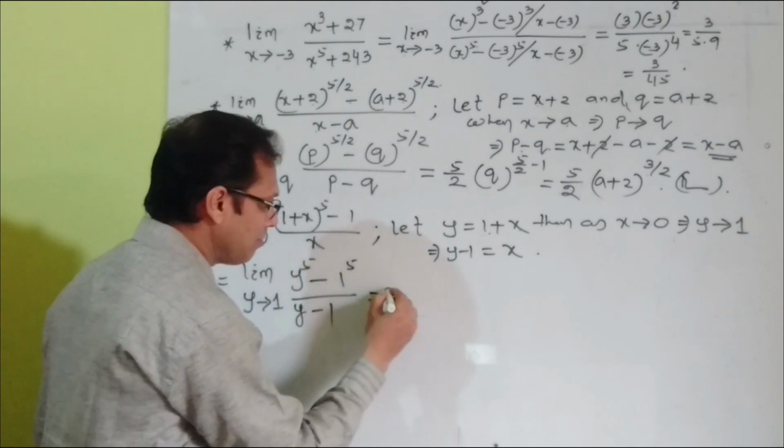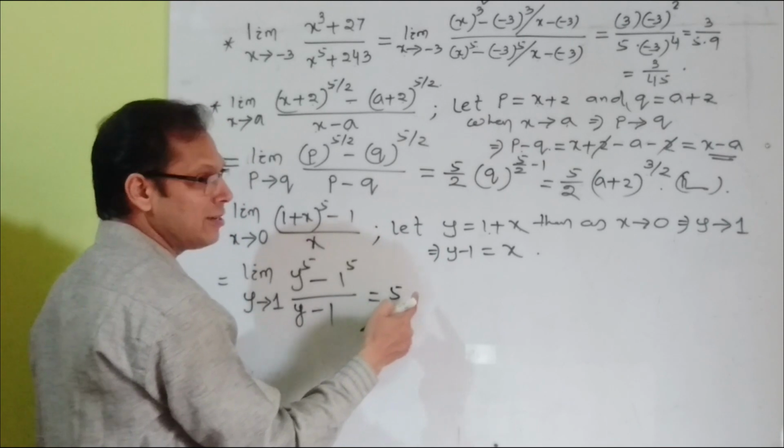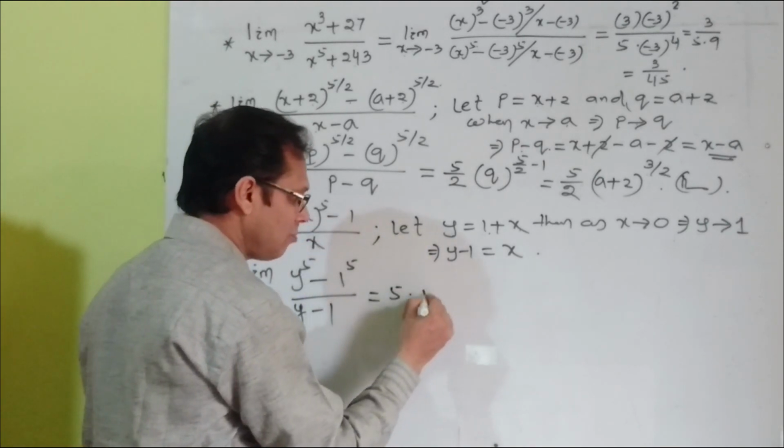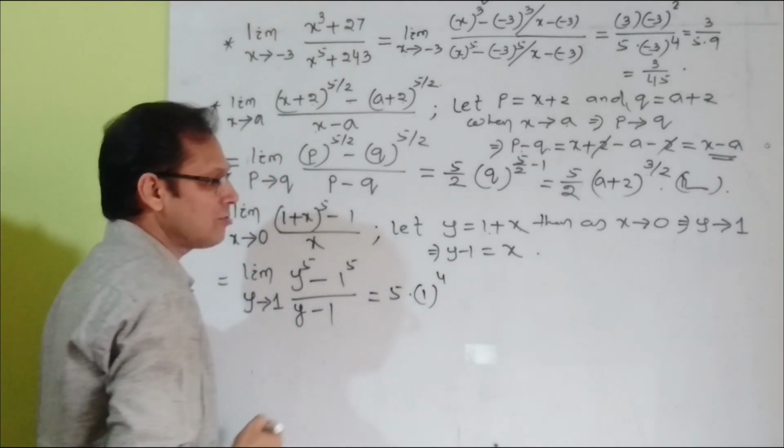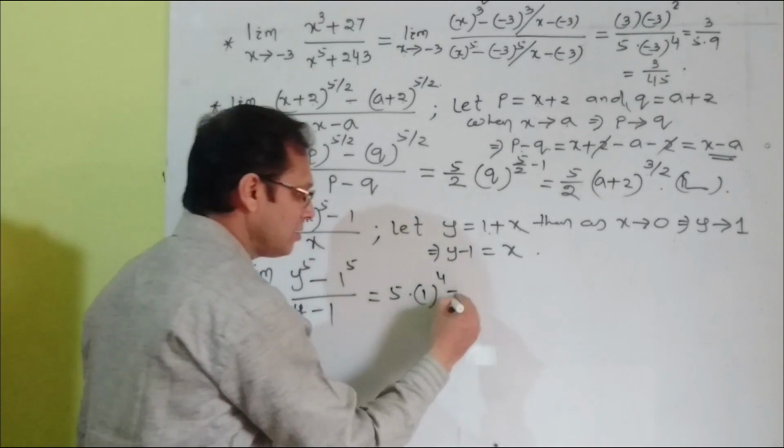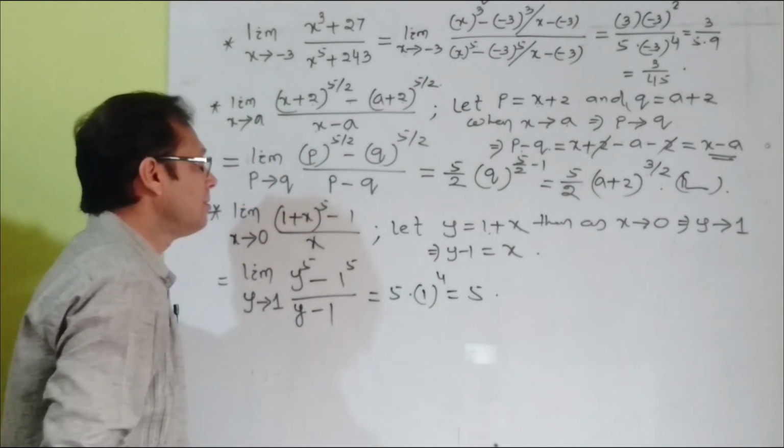n is here 5. 5 into n into a to the power n minus 1, 5 into 1 to the power 5 minus 1, that is 4. 1 to the power 4 is 1, that is 5. So your answer is 5.